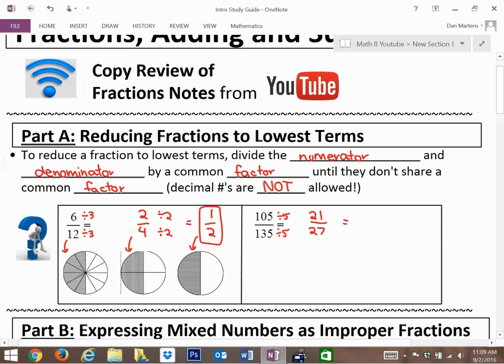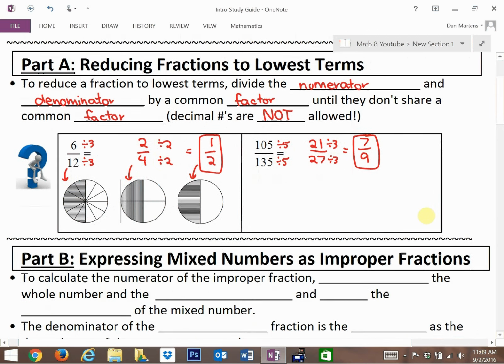21 and 27, sometimes they can't be reduced. In this case, if you know your multiplication table, and again, you might want to pause this video and work ahead and challenge yourself here. 21 and 27 both have a common factor of 3. So 3 goes into 21 7 times, and 3 goes into 27 9 times. So that's your lowest terms. We reduced 105 out of 135 to 7/9.